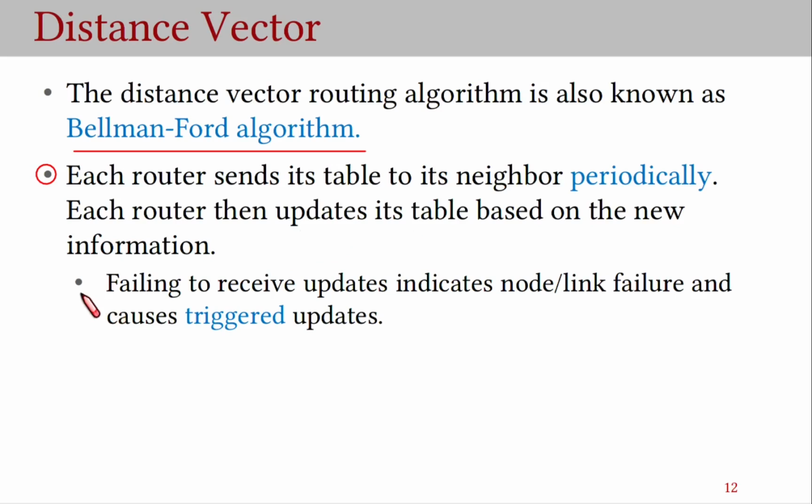If a router fails to receive these periodic updates from a neighbor, that indicates that there has been either a node or a link failure. And if that is detected, then that results in another update being sent by a node to its neighbors. So unlike these periodic updates that happen every tens of seconds, so maybe 30 seconds, maybe a few minutes, these are called triggered updates because they are triggered by some change in the network.